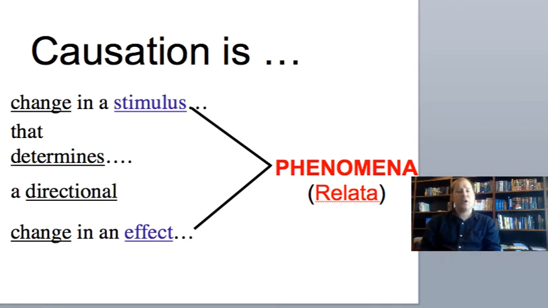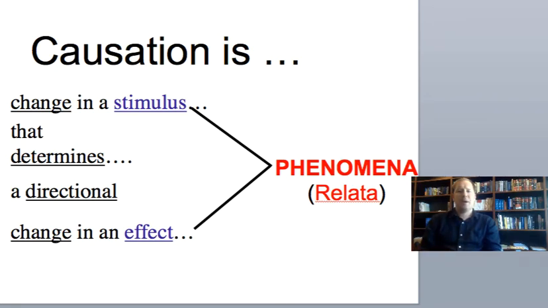Later in this class, we'll talk about determination and directionality, two other important concepts when it comes to causation. But right now we're talking about phenomena, the stimulus and the effect. How do we know those exist? Another word for a stimulus or effect is a relatum, or plural in Latin, relata. These are the phenomena that we gauge out in life and make sure that we actually know what's going on, that we observe things to occur.